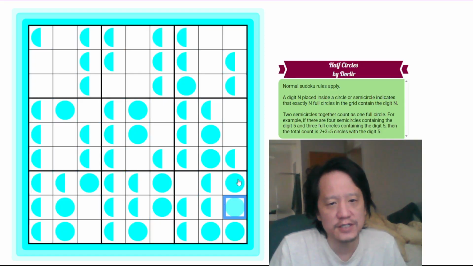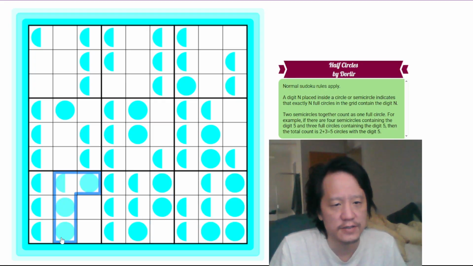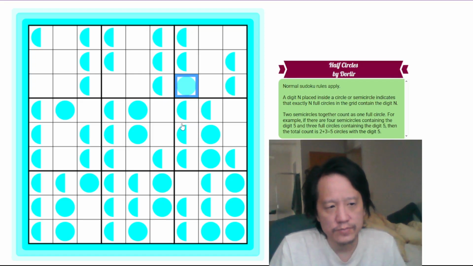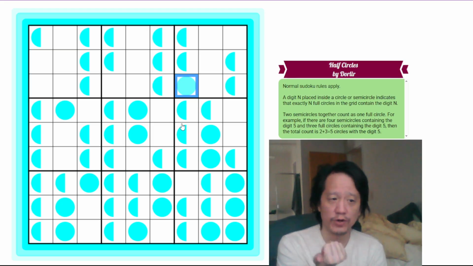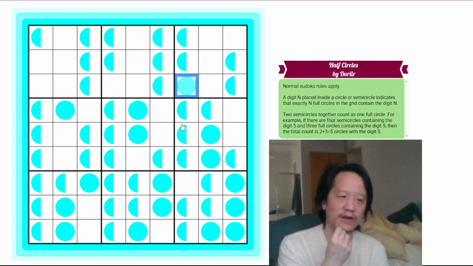There are 16 full circles. 1, 2, 3, 4, 5, 6, 7, 8, 9, 10, 11, 12, 13, 14, 15, 16. So that's 36 total digits. That means we're missing 9 digits worth from 1 through 9. So it could be the 9 by itself. It could be 1 and 8, 2 and 7, 3 and 6, 4 and 5, or missing like 1, 2, 6, or 1, 3, 5, or 2, 3, 4.